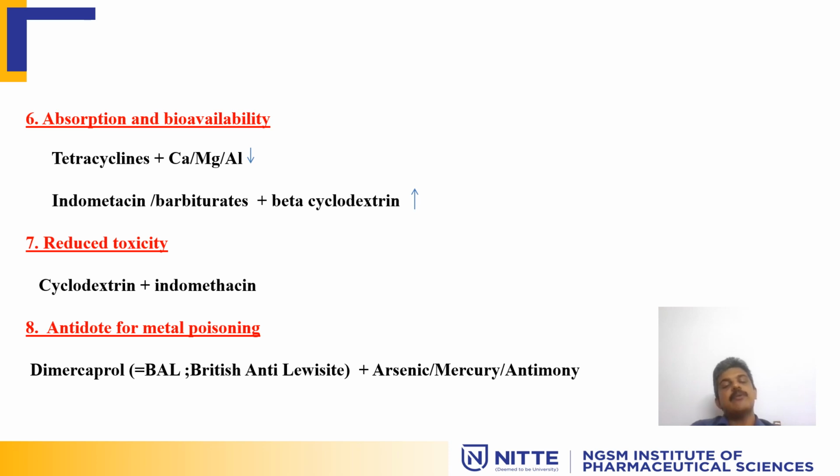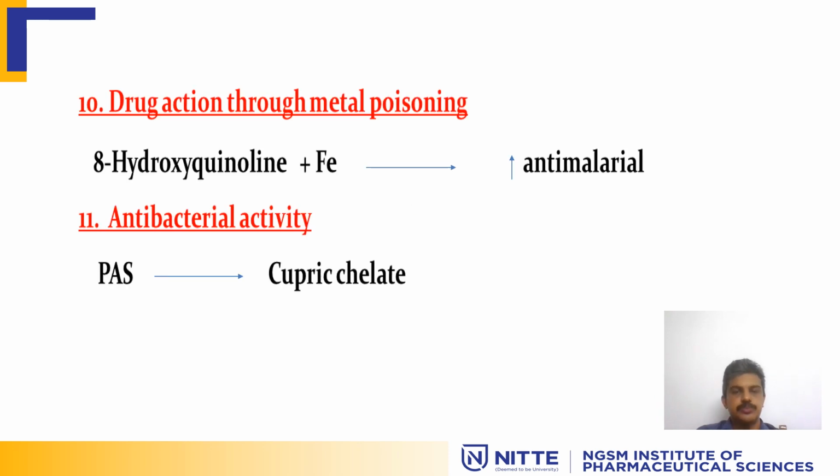Another name for dimercaprol is British anti-Lewisite. We call it BAL, B-A-L. British anti-Lewisite, or dimercaprol, is the complexing agent that forms complexes with metals like arsenic, mercury and antimony. That is the next application.